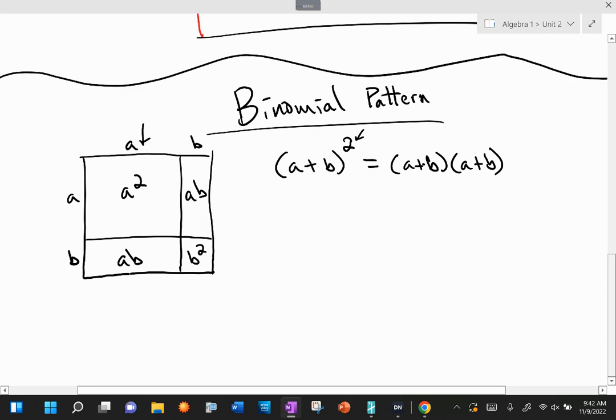Okay, so then at this point, you're just combining. Okay, you'd have a squared plus AB plus AB plus B squared. Okay? I just wrote down one thing.